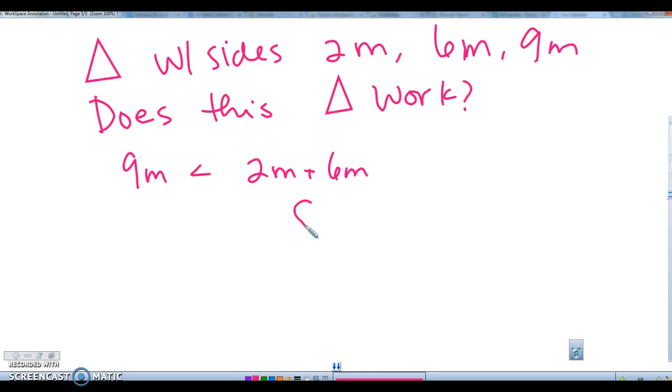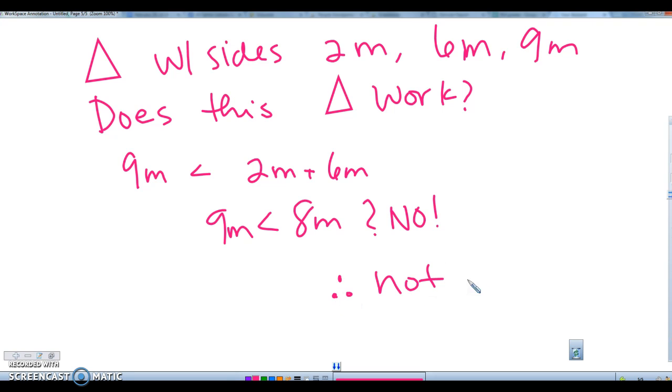Then we have to say 2 plus 6 is 8 meters. Is 9 meters less than 8? No, that does not work. So therefore, this is not a triangle that we can use, okay? Not a triangle. It might be something else, missing a side or something, but it's not a triangle, okay?